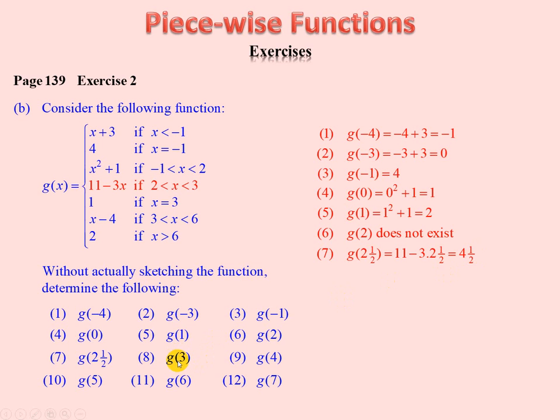g of 3, well, that's when x is equal to 3, and the y value is 1, so therefore equal to 1. g of 4 fits in there. Between 3 and 6, 4 does, so therefore you're going to have x minus 4 for g of 4. So therefore g of 4 is 4 minus 4, 0. g of 5 also fits into that area. So therefore we'll have 5 minus 4 equals 1 as well.